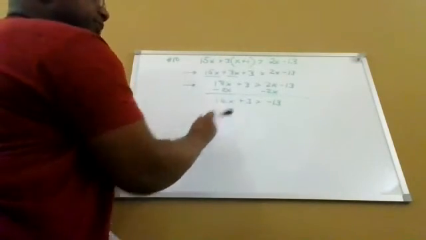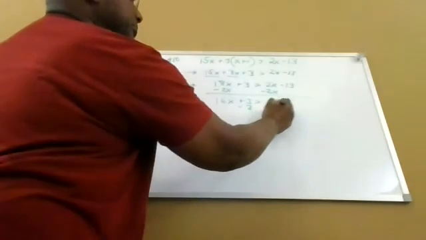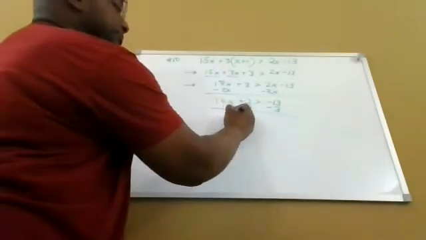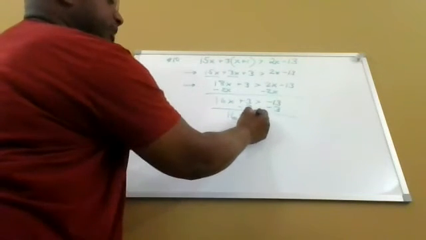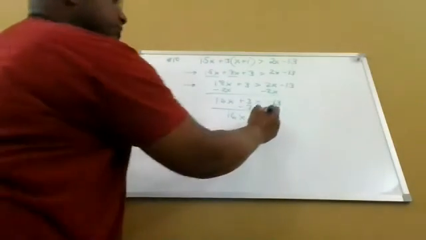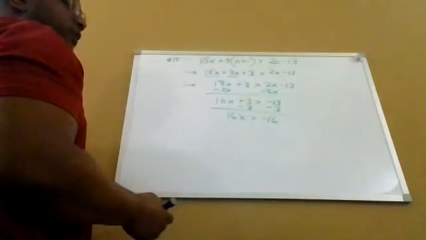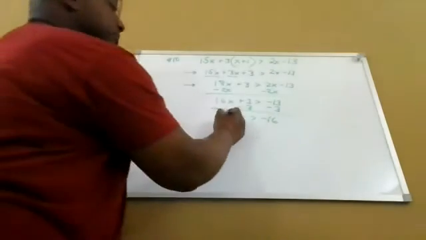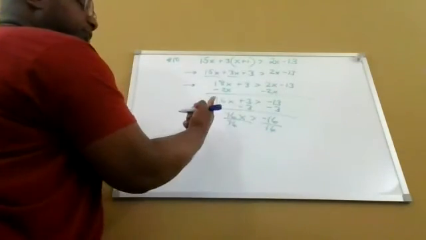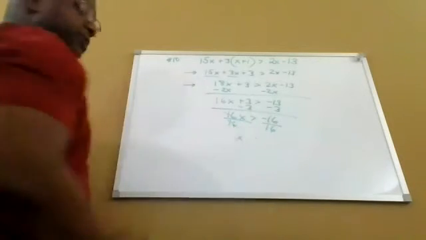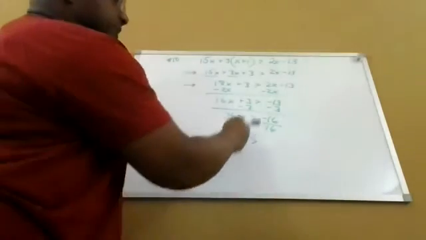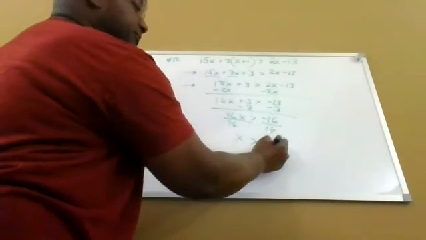Next, I want to subtract 3 from both sides. On my left-hand side, that leaves me just 16x. Bring down my greater than sign, and negative 13 plus a negative 3 equals a negative 16. And now to solve for x, I divide both sides by 16. 16 divided by 16 is just 1, and 1 times x equals x. Bring down my greater than sign, and negative 16 divided by 16 gives me negative 1.